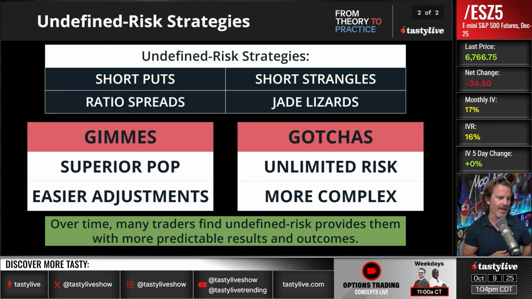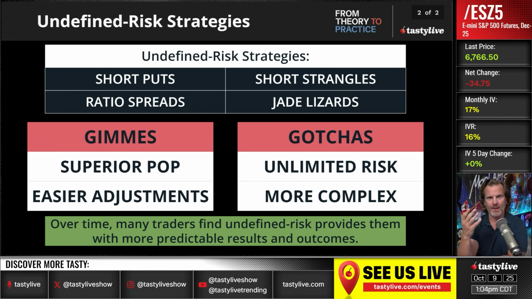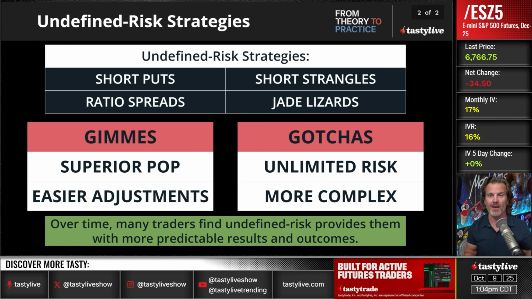Okay, what about the gotchas? Well, obviously, this is the elephant in the room. This is the grand poobah, unlimited risk. It's in the name. You have an undefined risk strategy. You're selling a put, you're selling a strangle. You are going to be exposed to essentially unlimited risk on both sides of the market. Now, if you're brand new, that probably sounds pretty scary. And it should if you're brand new. Hey, even if you're seasoned, oftentimes that sounds a little scary.